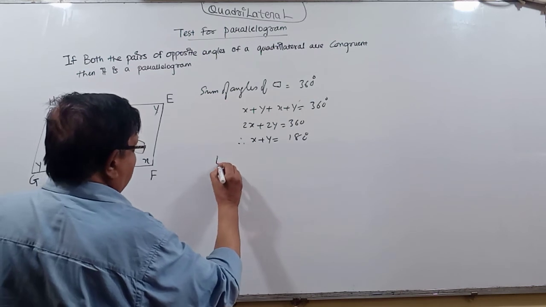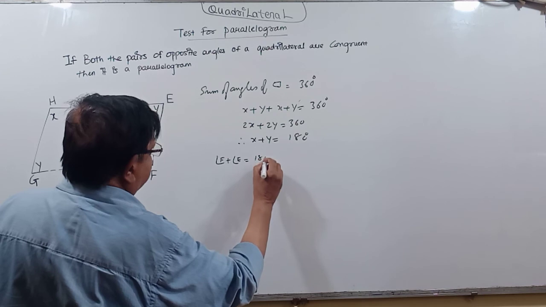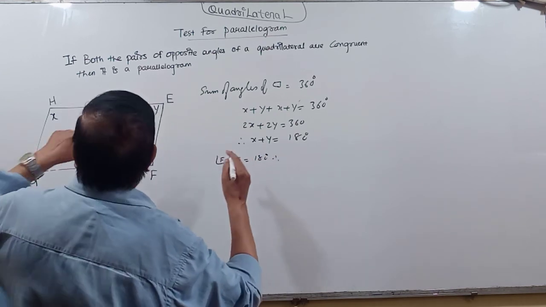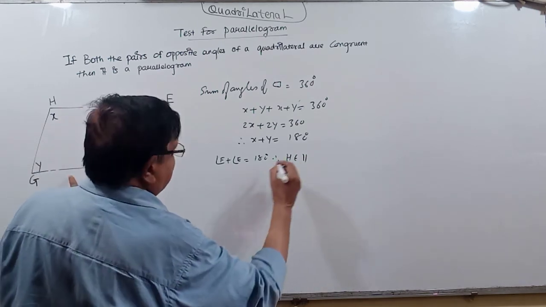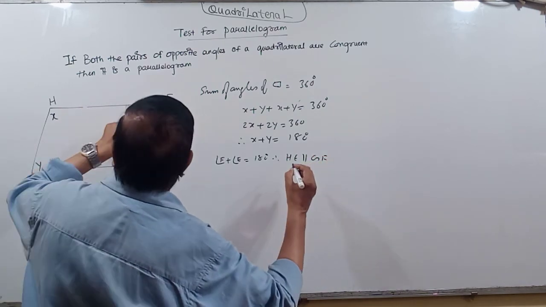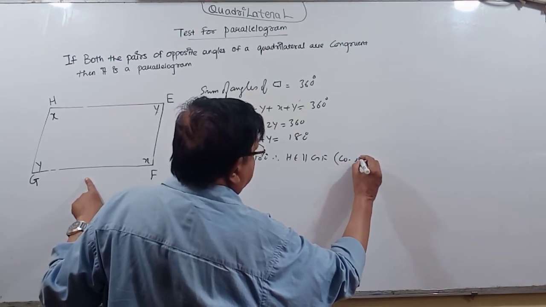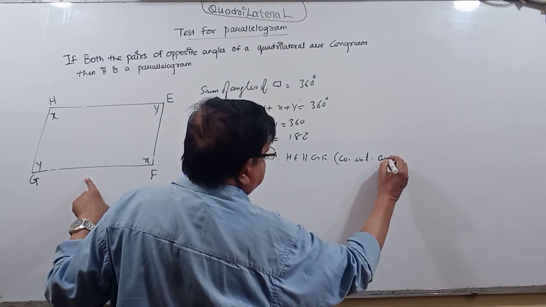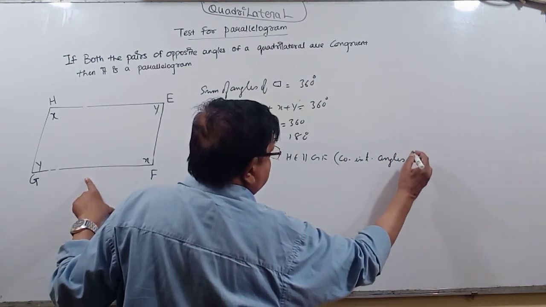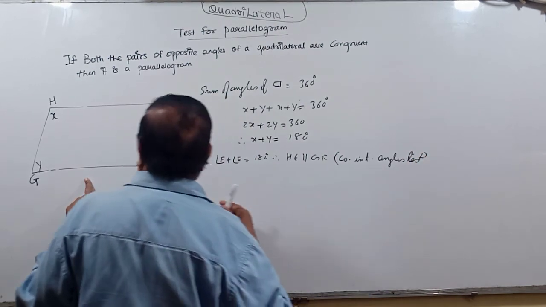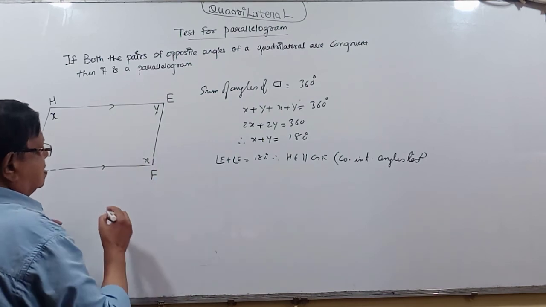Therefore, angle F plus angle E equals 180 degrees. Therefore, HE is parallel to GF. Co-interior angles test. If the co-interior angles add up to 180 degrees, this is parallel to this.